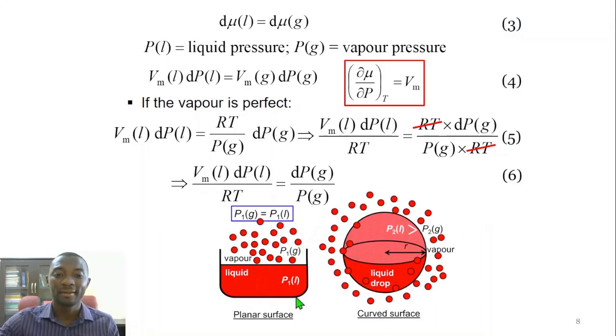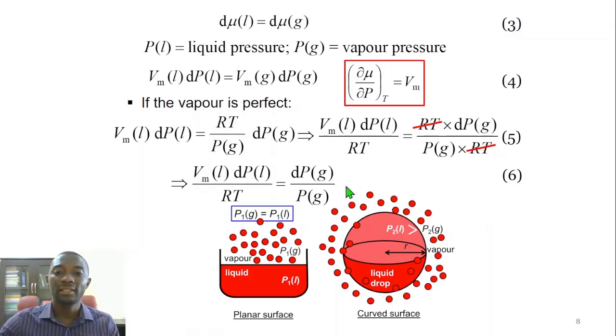Remember, the planar surface and the curved surface both have different vapor pressures and different pressures of the liquid. This is the pressure for the planar liquid surface case in the beaker. This is the vapor pressure for the vapor above the planar liquid surface. And this is the vapor pressure around the curved surface. And this is the pressure of the liquid in the drop.